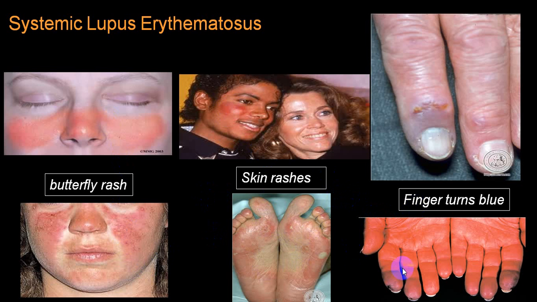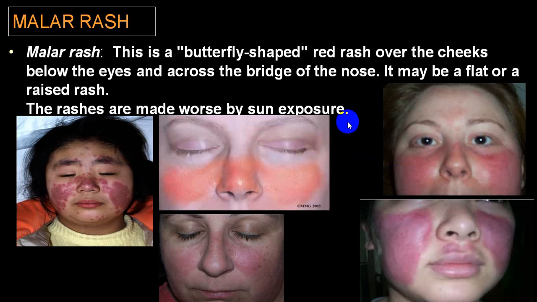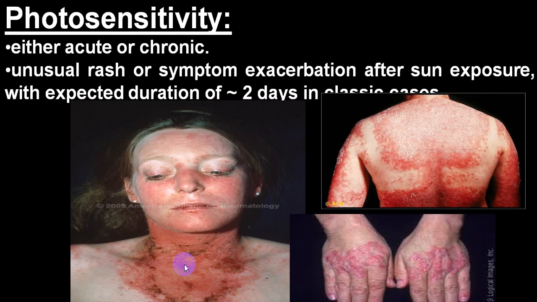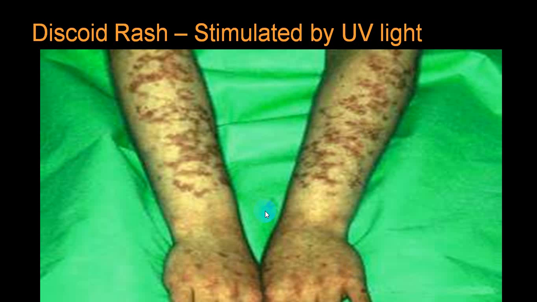You can see Raynaud's phenomena. And along with Raynaud's phenomena, you get ischemic damage, typical rash. Lot of pictures we have got. These are discoid rash. These are different types of rash. These are discoid rash. These are photosensitivity. It will be on the exposed part. This is discoid rash.